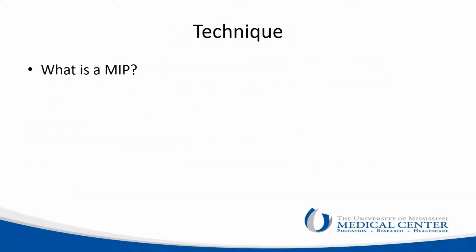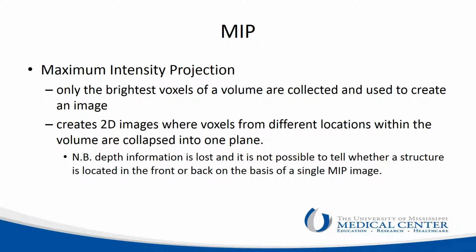As far as the technique of getting a MIP, only the highest attenuation voxels get collected, and those are used to create the image. It makes 2D images where you get voxels from different locations within the targeted volume, but it's all shown in one plane. And in that case, you can't really tell if something's forward or backward on the single MIP image.